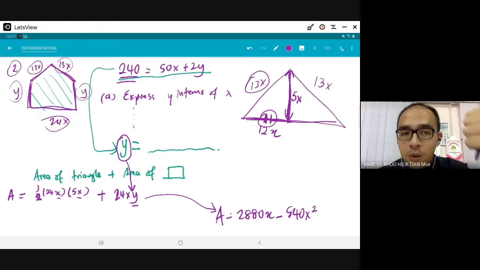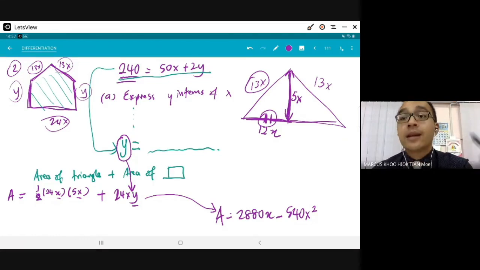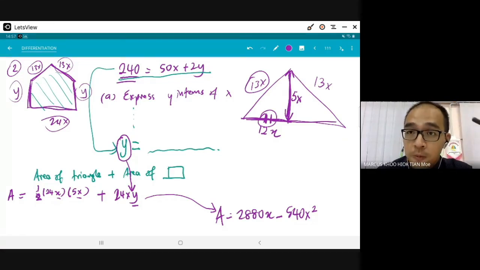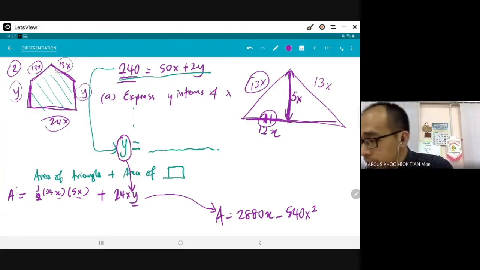Kalau x dan y lah. Kalau a dan x lah. Jangan lagi ada y di sana. That's why you need to substitute into this equation. Okay, so saya tunjuk sampai sini sahaja.